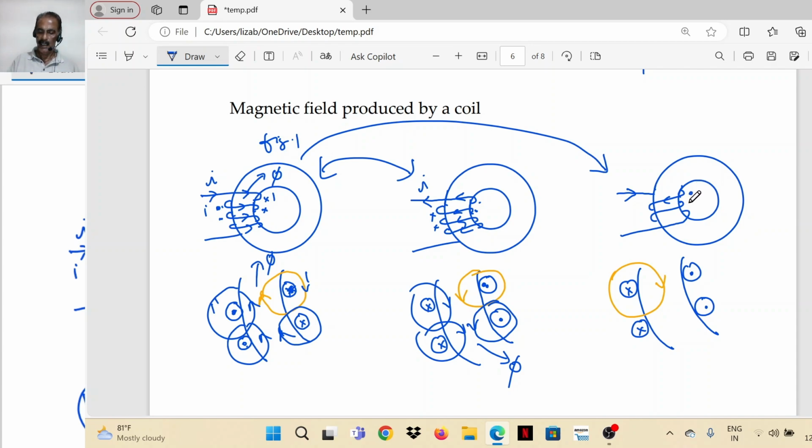So this side conductors, current coming out, here current entering. So it is like this. Again the magnetic field is similar to this. So this will set up a field like this.